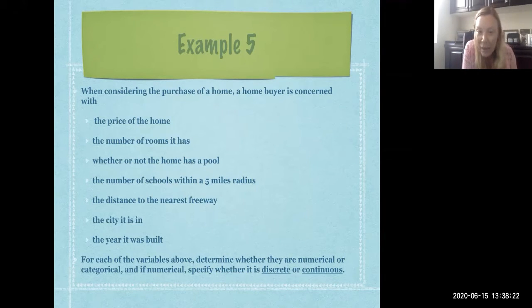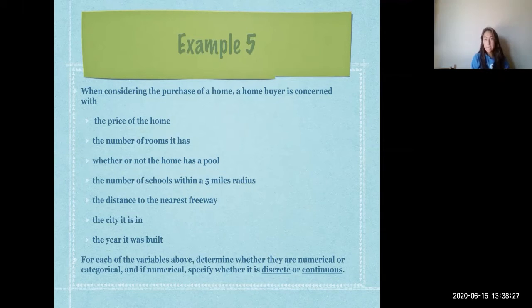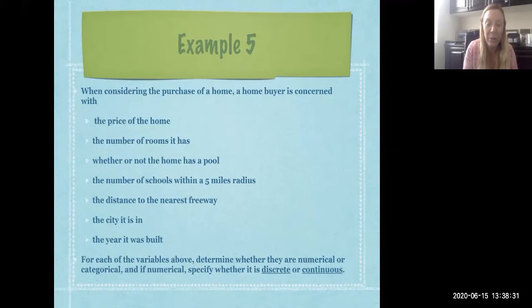Let's see, Elizabeth, what about what city it's in? Categorical. Perfect. I think that one is pretty straightforward, right? You could be in Norwalk, Cerritos, and so forth. Okay, and the last one, just one for everybody.